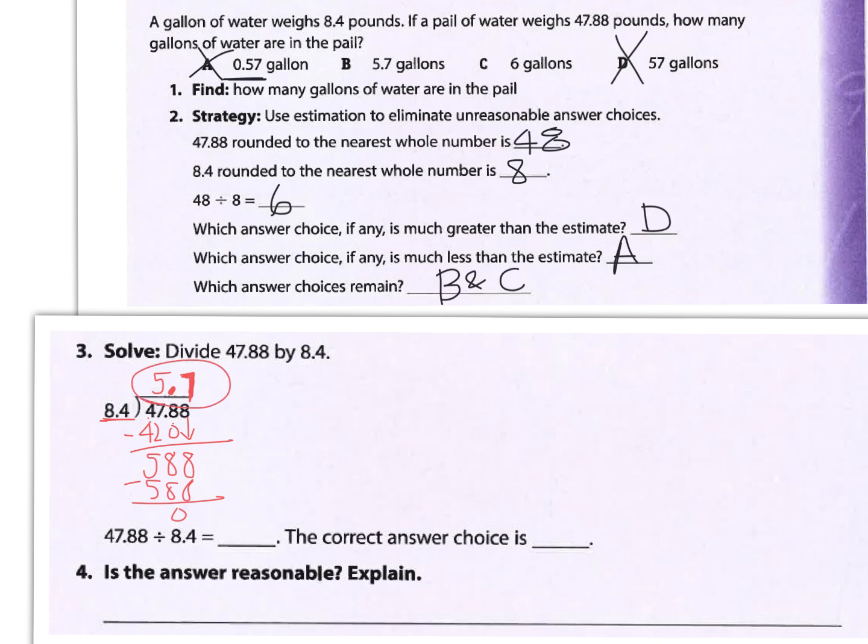Well, we estimated 6, which was close to 5.7, but our answer is 5.7. So if we look back up top, B is our answer. And is that reasonable? It sure is, because we estimated 6, and that's very close to 5.7.